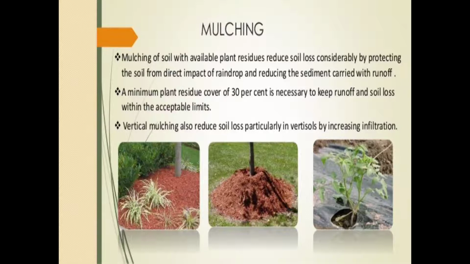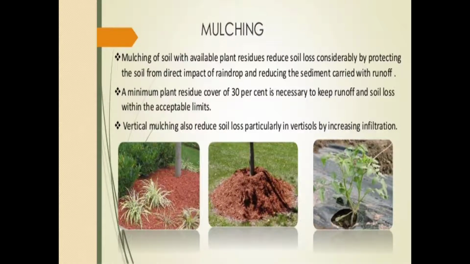Then the next important agronomical practice is mulching. Mulching of the soil with the available plant residue reduces the soil loss considerably by protecting the soil from the direct impact of raindrops, and it also reduces the sediment carried with the runoff. These are the important objectives of mulching. Mulching helps to reduce the soil loss due to the direct impact of raindrops, as well as the sediment carried with the runoff water.